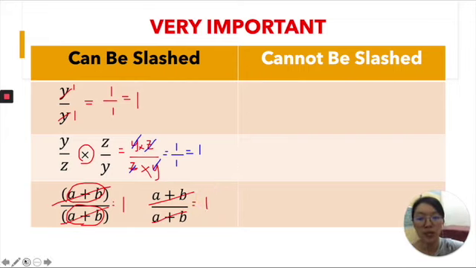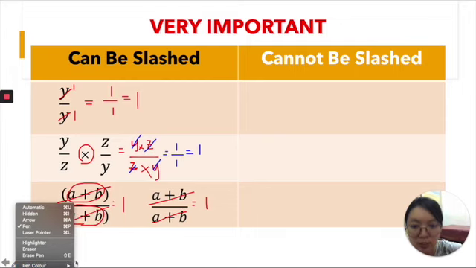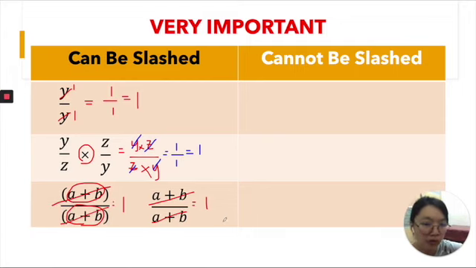What cannot be slashed? This is something very interesting. Really have to remember it very carefully. y divided by z. Top and bottom, they are not the same. So can I slash them off? No, you can't. So the answer is still the same. Leave it as it is.